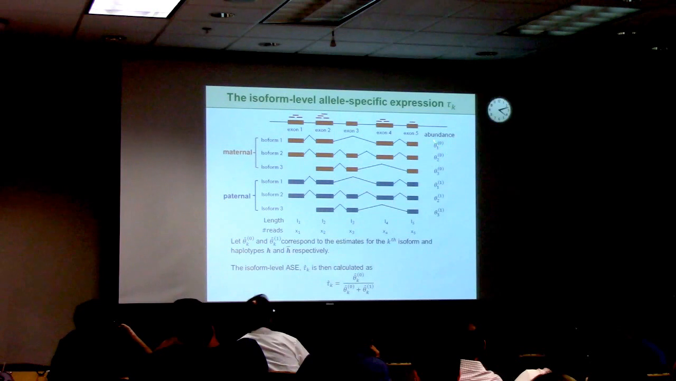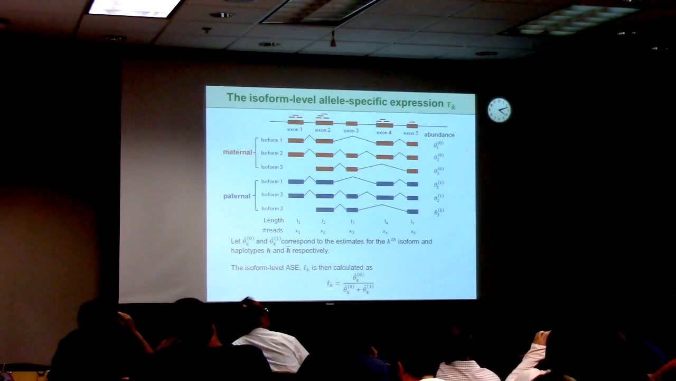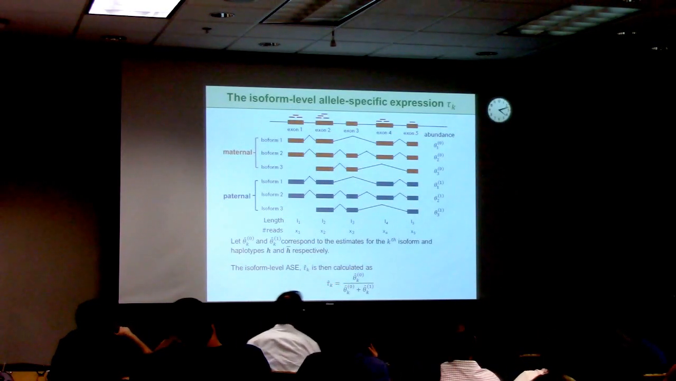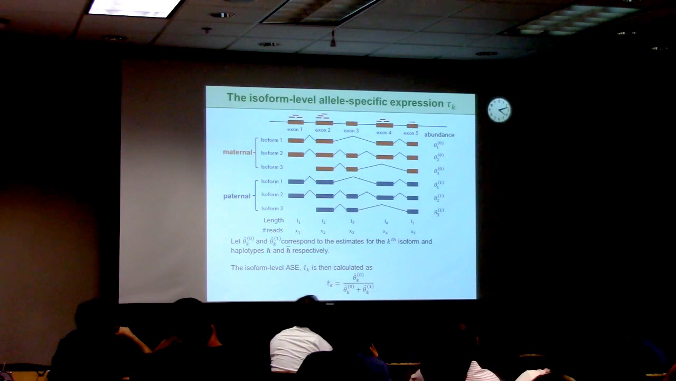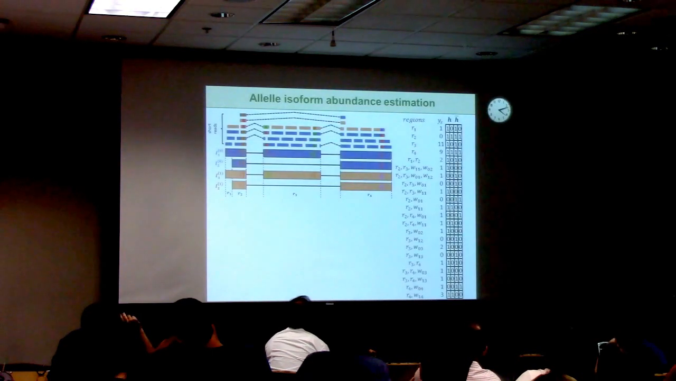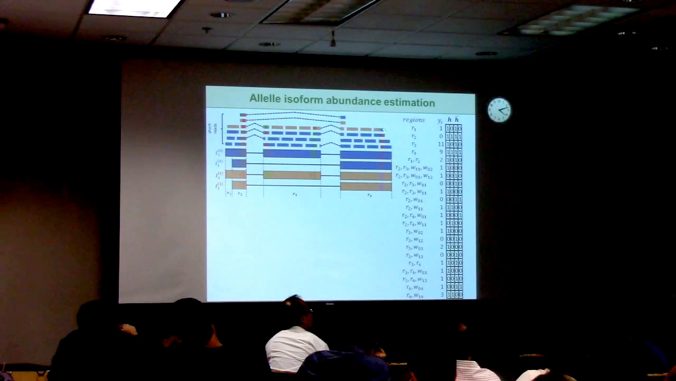Now assume you can estimate theta 1, theta 2, and so on, the 6 parameters, and you can calculate a value tau k. Tau k is the imbalance of one isoform between the 2 alleles, okay, in this way. So how do we calculate that? We use the same Poisson model, but we have to use some SNP information in each short read.